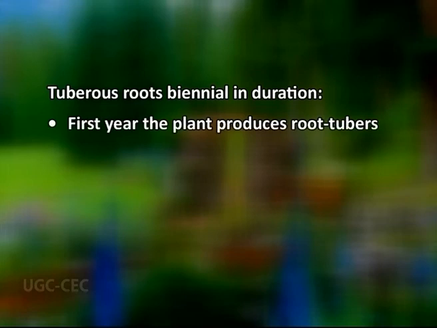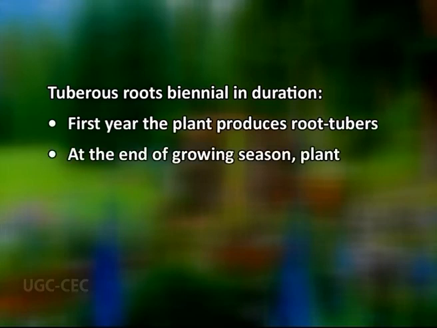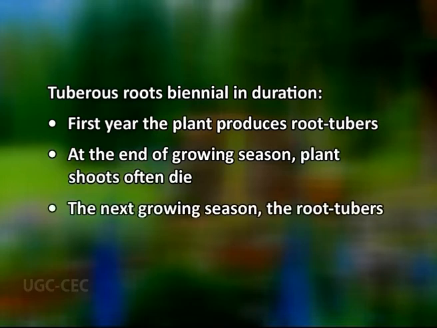In the first year, the plant produces root tubers, and at the end of the growing season, the plant shoots often die, leaving the newly generated tubers. In the next growing season, the root tubers produce new shoots. As the shoots of the new plant grow, the stored reserves of the root tubers are used in the formation of new roots, stems, and reproductive structures. Any remaining root tissue dies concurrently with the plant's regeneration of the next generation of root tubers.